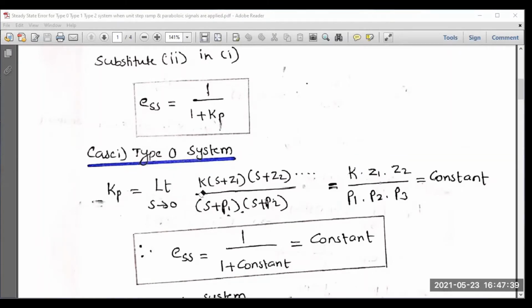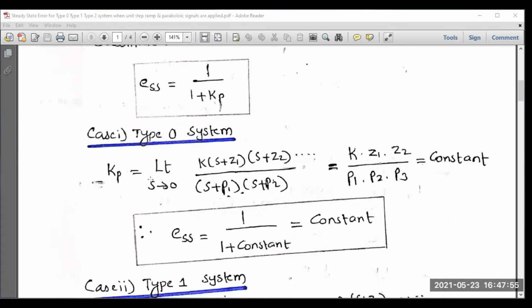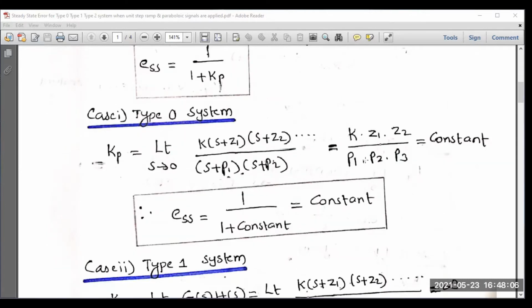Kp is equal to limit s tends to 0, K into (s plus z1) into (s plus z2) divided by (s plus p1) into (s plus p2), where z1, z2, z3, etc. are known as zeros, and p1, p2, p3 are called poles, where K is known as gain. Now you have to apply the limit. While applying the limit, s becomes 0, so only the poles and zeros remain, because those are constants. So K into z1, z2 upon p1, p2, p3. So what is the ultimate result? Ultimately, the result will be a constant. Suppose I give any arbitrary values, definitely I'll get a constant value.